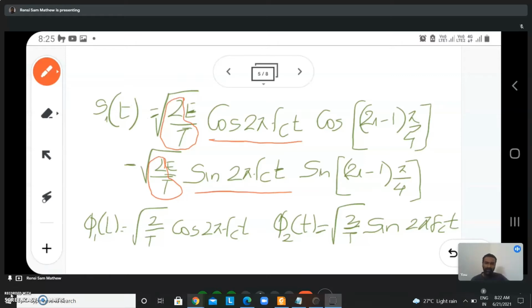What you have to do is substitute i equal to 1, 2, 3 and 4, so you get four signals. Then you apply the Gram-Schmidt orthogonalization procedure, and you will get these basis functions. One is square root of 2 by T into cos 2 pi fct. Another will be square root of 2 by T into sin 2 pi fct.